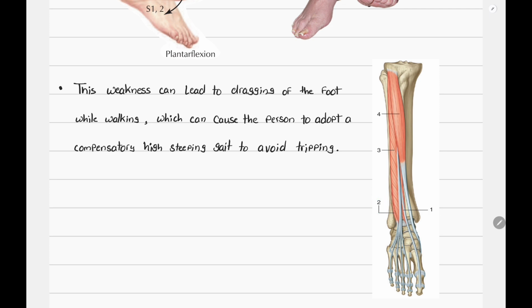Basically, any problem in the muscles which cause dorsiflexion of the foot will finally result in the drop foot condition. This weakness can lead to dragging of the foot while walking, which can cause the person to adopt a compensatory high stepping gait to avoid tripping. I'll show you a video of this in a minute.